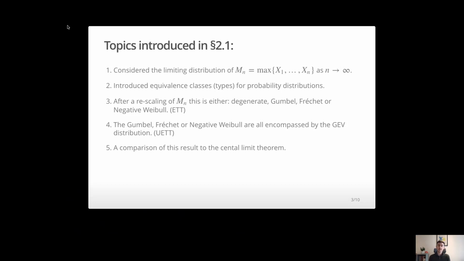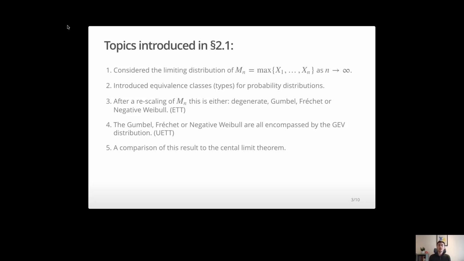distribution function for X, and that if we use a suitable rescaling of these maxima, if we linearly rescale the maximum using constants an and bn, then we can achieve a non-degenerate limit distribution, one that doesn't collapse to a point mass on that upper end point. While we're looking at this, we introduced the idea of equivalence classes of distributions that are the same up to type.